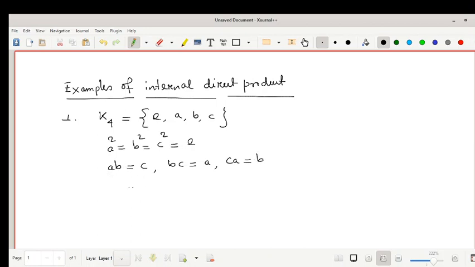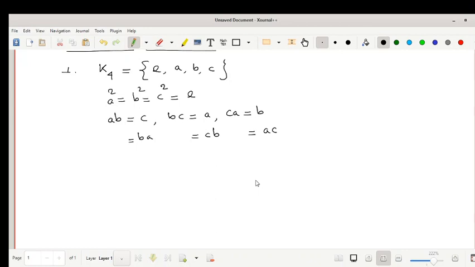So AB equal to C is equal to BA, BC equal to A equal to CB, and CA equal to B is equal to AC. So this is how the elements are related. Now this Klein's 4 group is actually an internal direct product of two of its normal subgroups. If I consider H1 to be a normal subgroup, say {E, A}.